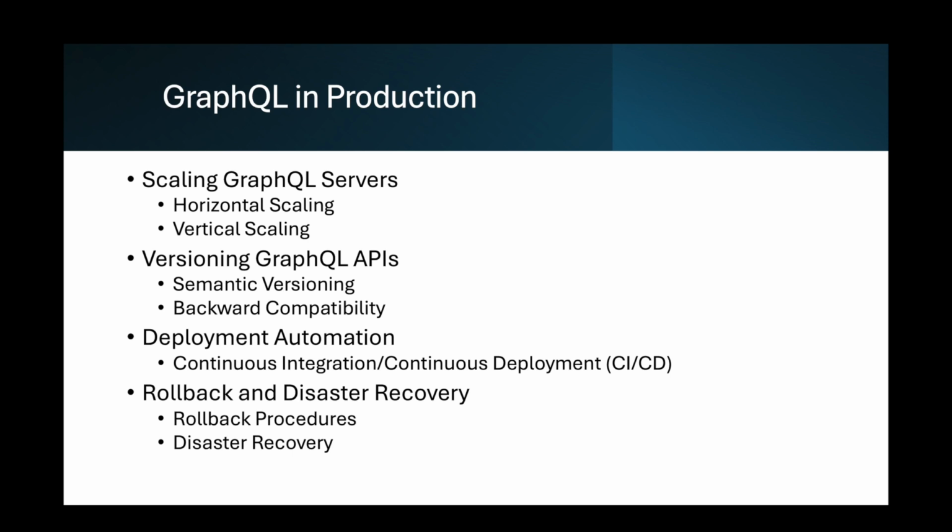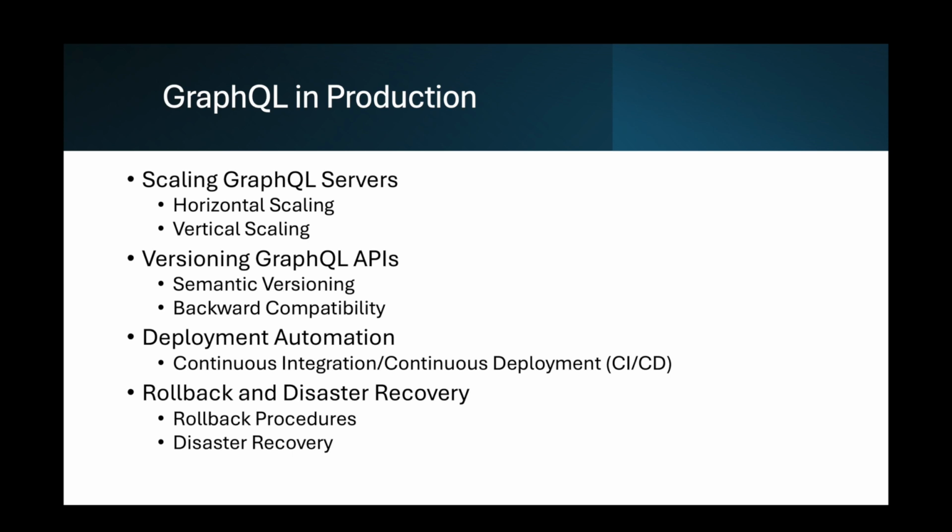Next is versioning GraphQL APIs. First is semantic versioning. Follow semantic versioning principles to manage changes to your GraphQL API, including major, minor, and patch version increments to communicate the impact of changes to your API consumers. So if you want to say API version 1, that's not the right way of doing it. You can always say 1.0.0, 1.0.1, and then keep on incrementing where the first digit is the major, second is minor, and the last one is the patch version.